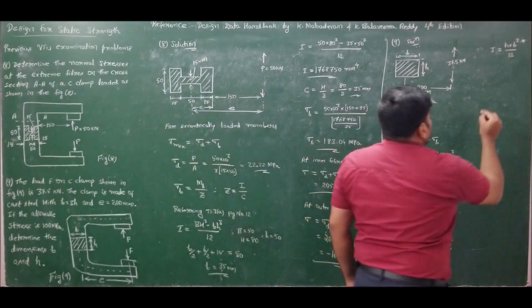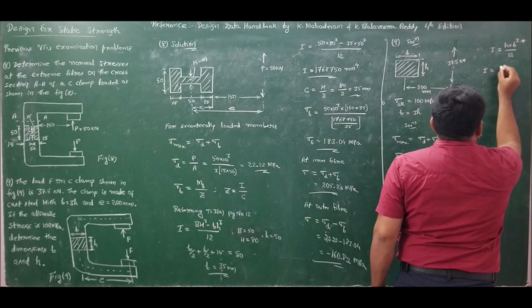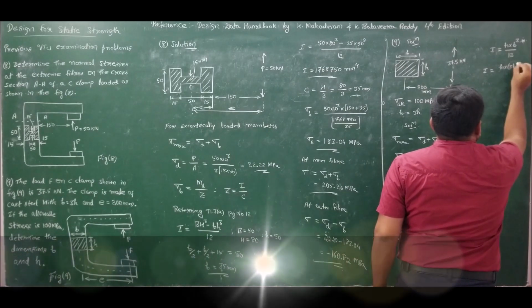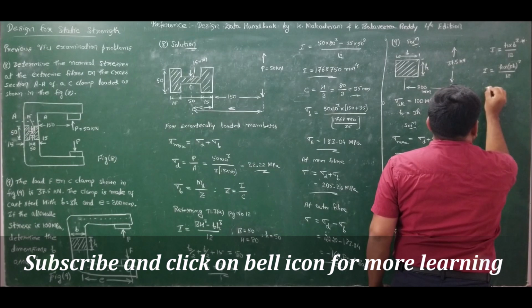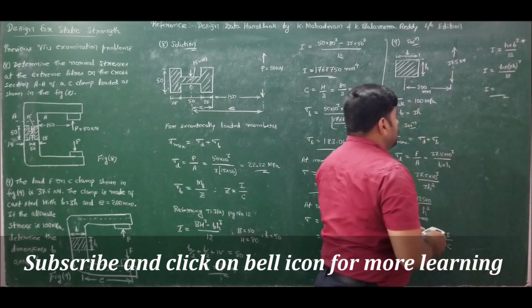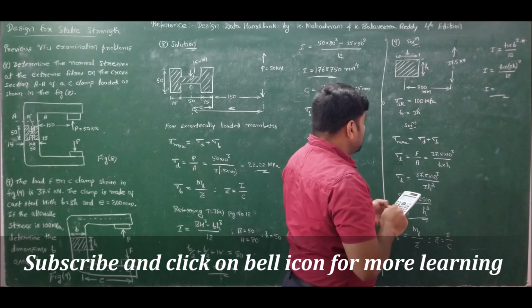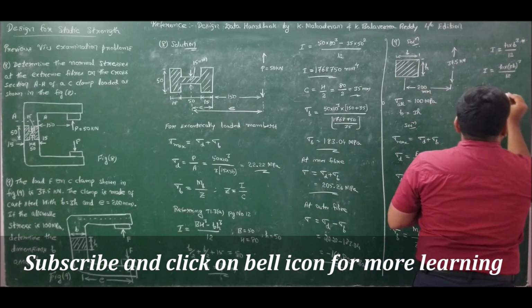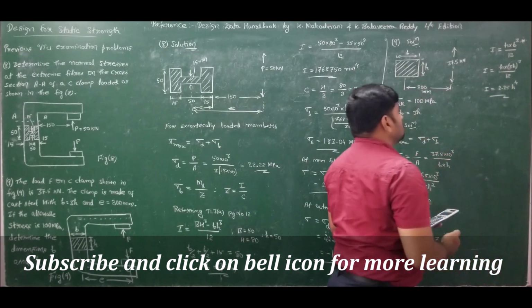Now if I replace the given data and solve, I'll get the value of I as h into (3h) whole cube by 12. So therefore the value of I will be 3 cube by 12 h to the power of 4, which is 2.25 h to the power of 4.